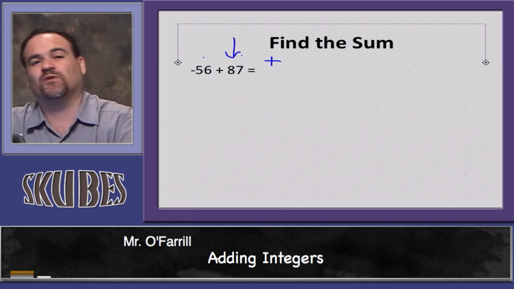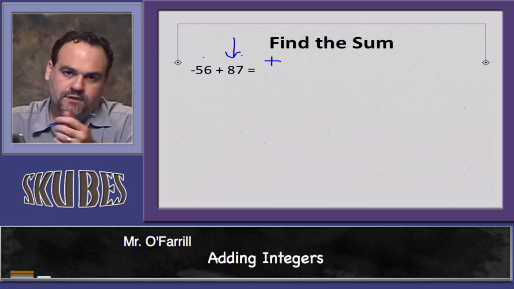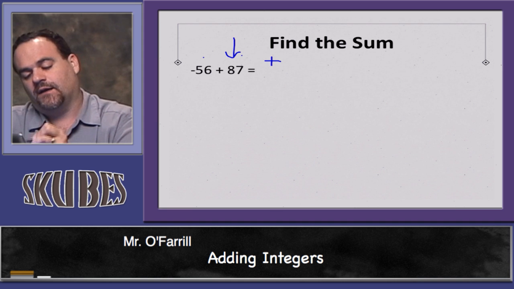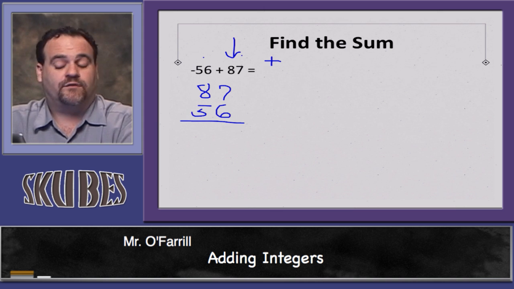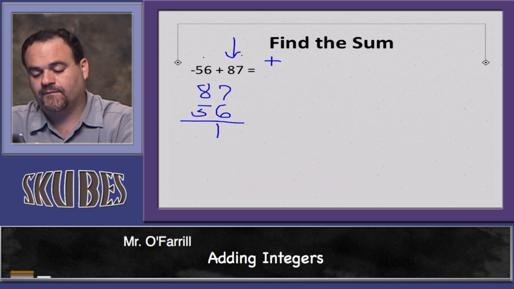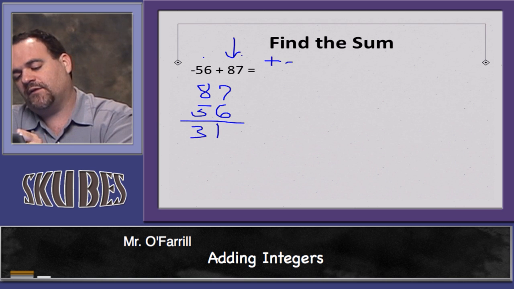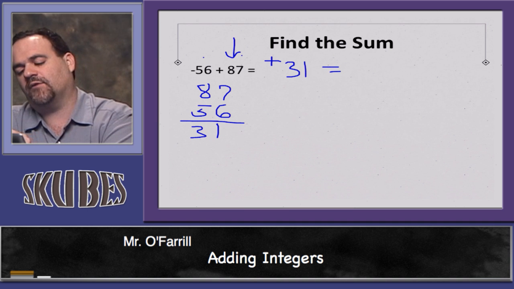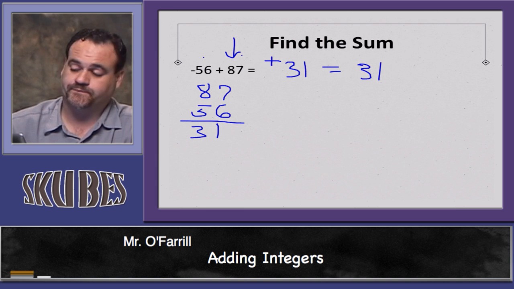Sometimes I like to go ahead and just put a little plus there. I'm not going to leave it in my final answer, but it's a good little reminder to myself to remember what the sign of the final answer is going to be. And since we know that 87 is the bigger one, we're going to subtract, putting that one on top. 7 minus 6 is 1. 8 minus 5 is 3. We know the answer is a positive 31. And just to clean that up a bit, I'll get rid of that plus sign so we can just say the answer is 31.